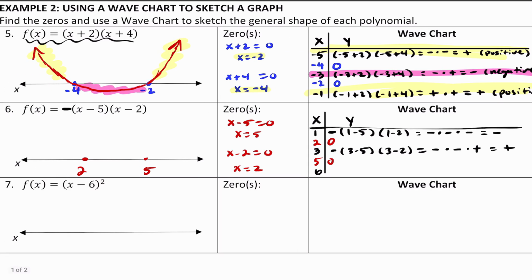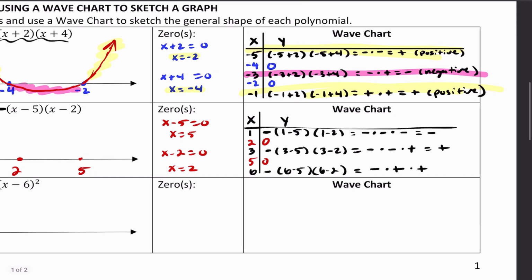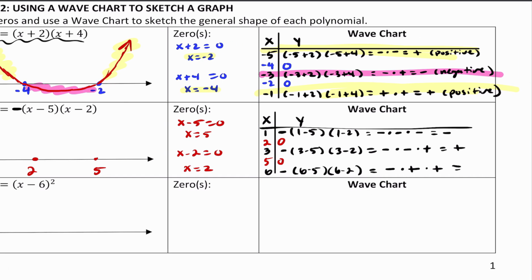And then for 6, we have a negative times 6 minus 5 times 6 minus 2. So we have a negative times a positive times a positive. So a negative times a positive is a negative.